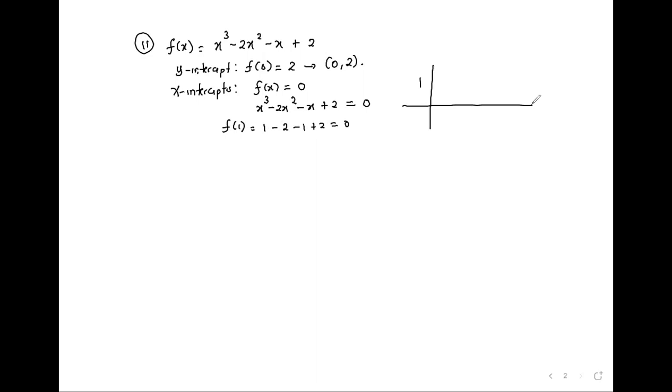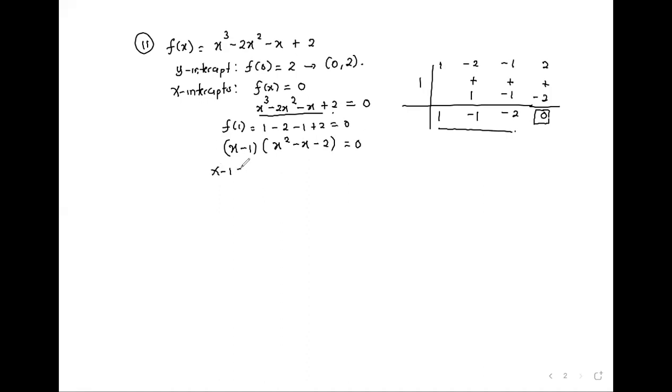pick the coefficients of this polynomial, 1, minus 2, minus 1, 2, and drop the first one down, multiply, do the addition, multiply, the addition, we finally get 0 as the remainder. So we can now write this as x minus 1, the one we have used to divide, and this polynomial here, which is x squared minus x minus 2, equated to 0.